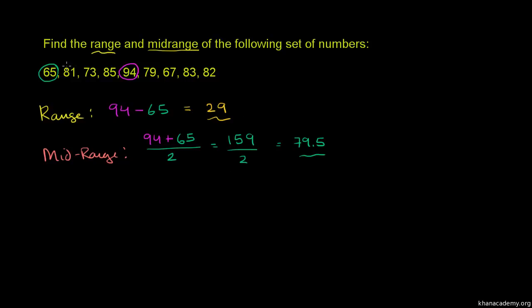Another way is obviously their arithmetic mean, where you actually take the arithmetic mean of everything here. Obviously, you could also look at things like the median and the mode. So range and mid-range.